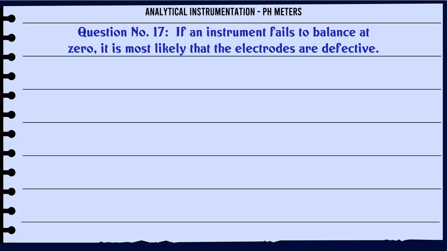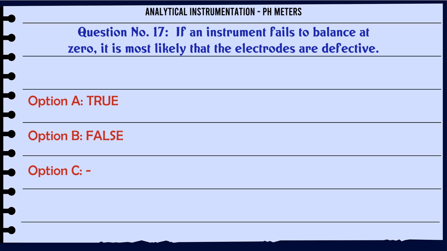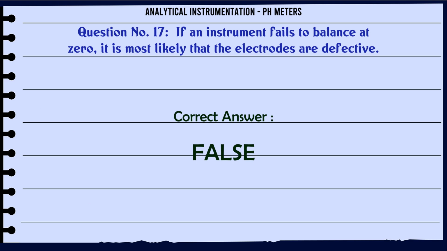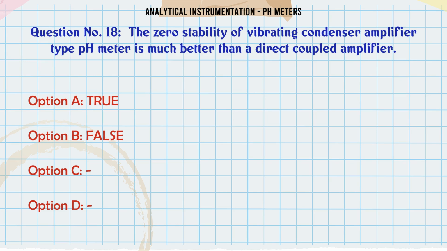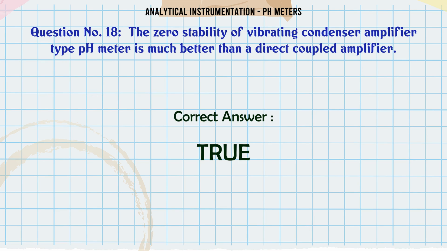If an instrument fails to balance at zero, it is most likely that the electrodes are defective. A. True. B. False. The correct answer is false. The zero stability of vibrating condenser amplifier type pH meter is much better than a direct coupled amplifier. A. True. B. False. The correct answer is true.